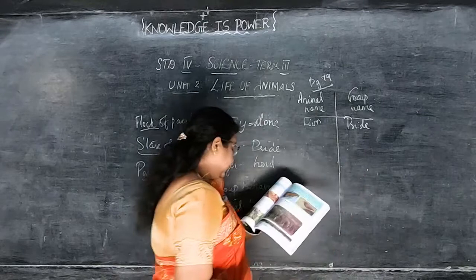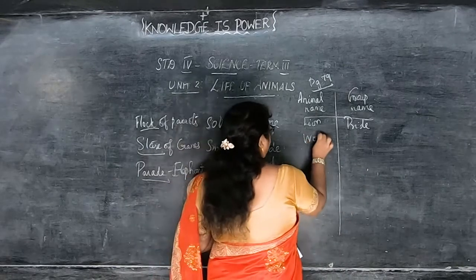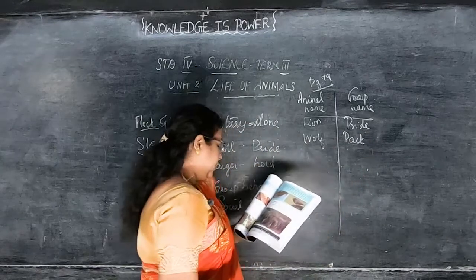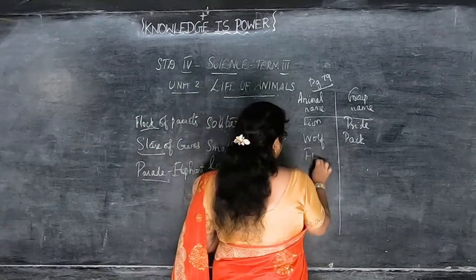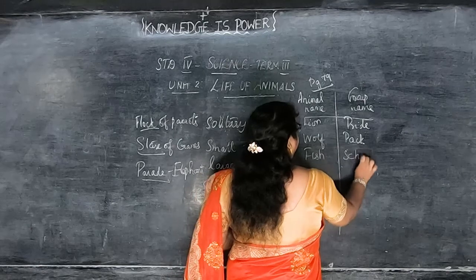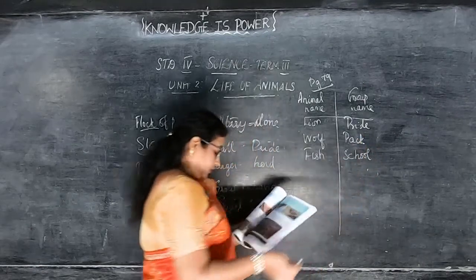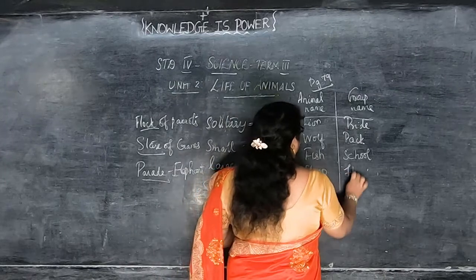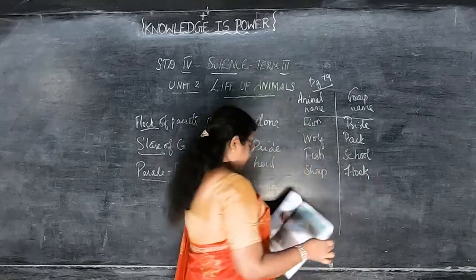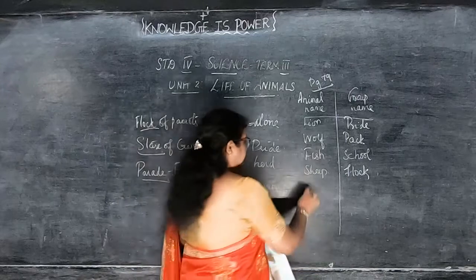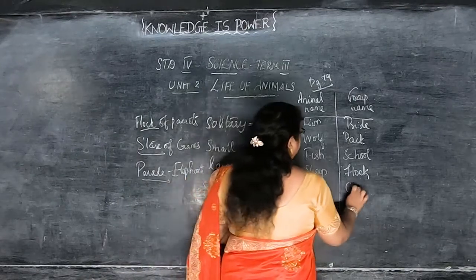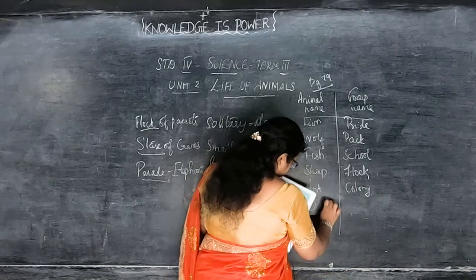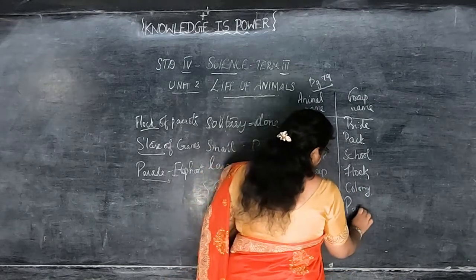The next is wolf. For that, how can you say? You can say pack of wolves. Then fish. I already said what the group name for that is. Yes, school. Group name is school. Then sheep. Sheep is flock. Then ant. Ant is colony. And owl, the group name for them is parliament.